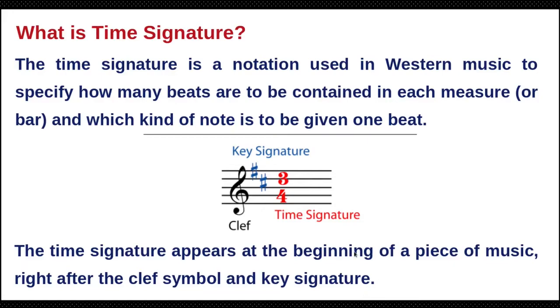On every piece of music, the first thing you see is the clef symbol. After the clef symbol, you see the key signature. Then just immediately after the key signature, you find the time signature. So this is just a simple demonstration of what you find on every piece of music. The time signature appears at the beginning of a piece of music, right after the clef symbol and the key signature, just as illustrated in this diagram.